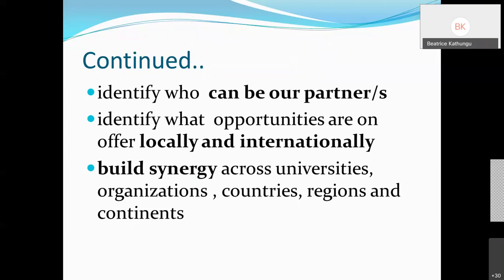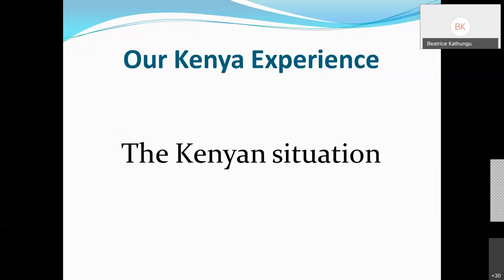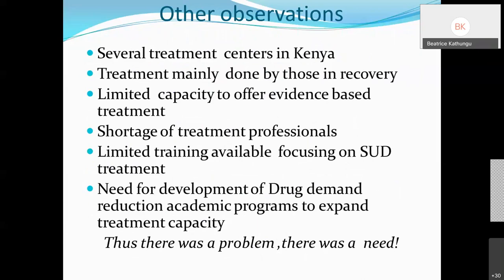So for us, what we did, of course, I have said there was a drug problem. There were all these treatment centers that were doing something, but of course, many of them were run by people who had recovered from substance use, which is common, I think, across the world. And so they had limited capacity in terms of evidence-based treatment. We had these bits and pieces of trainings that were being done, but not quite a consolidated university-based program. So that is where I thought there was a need.